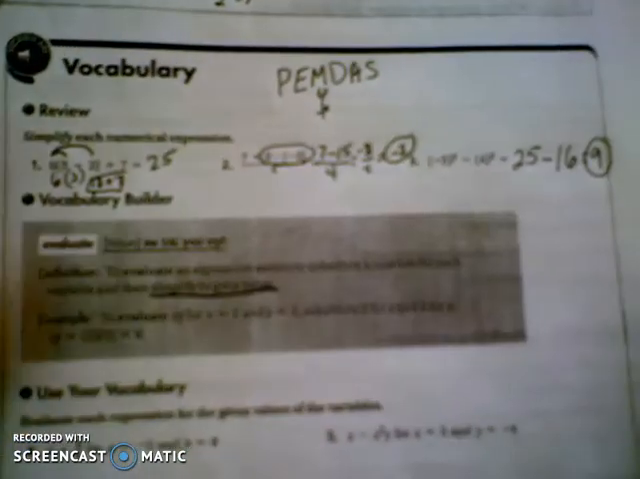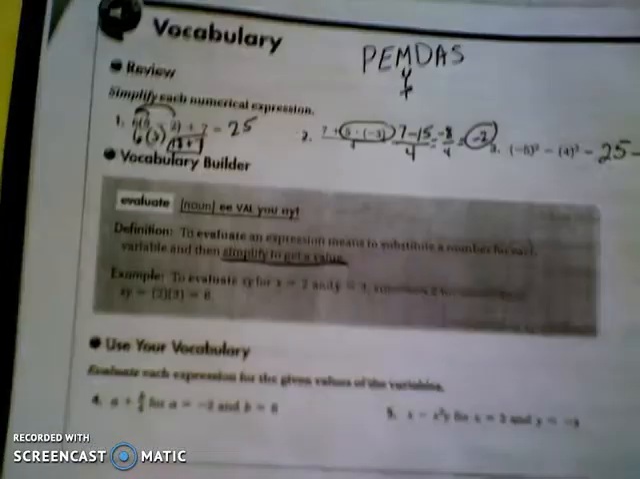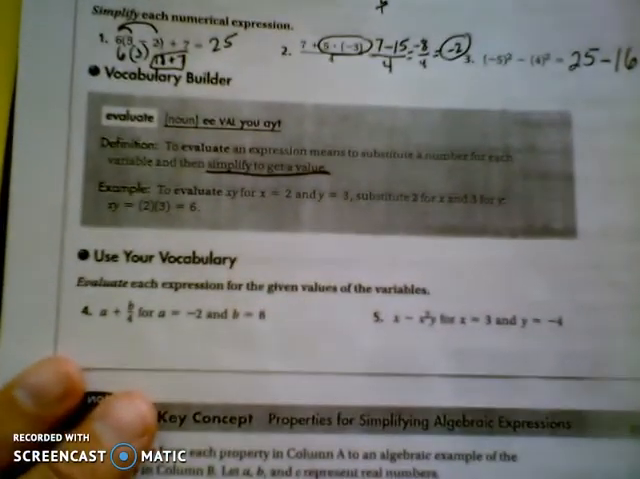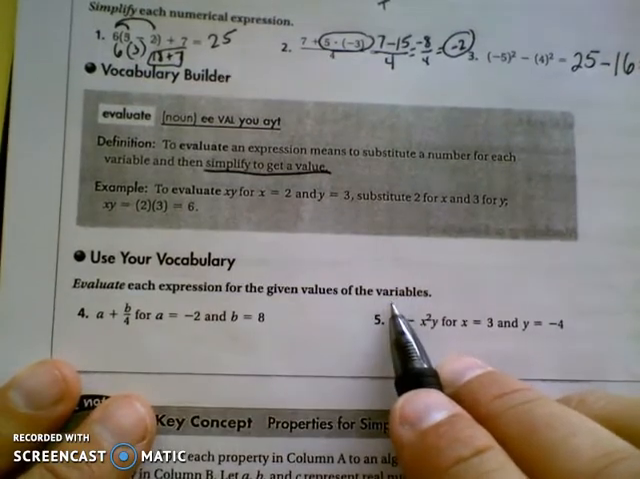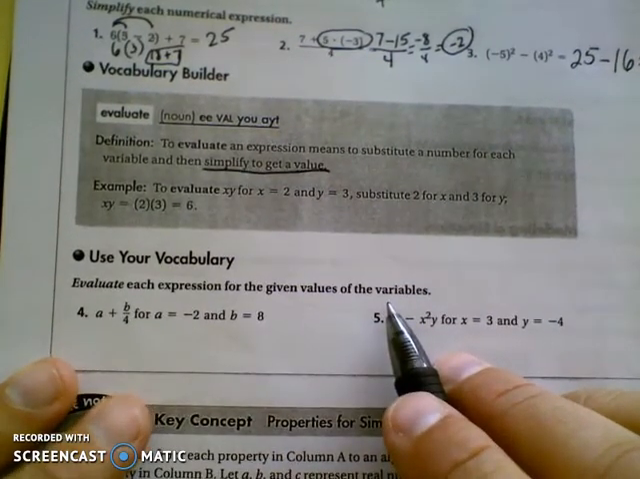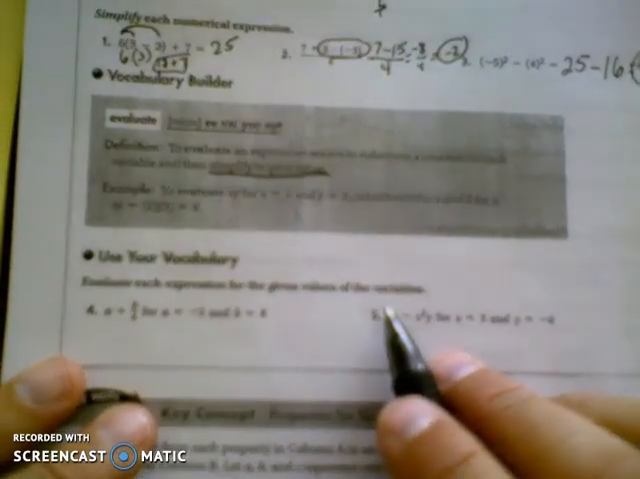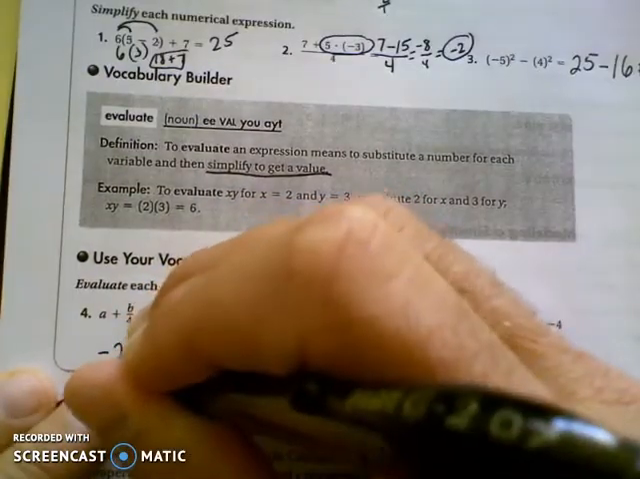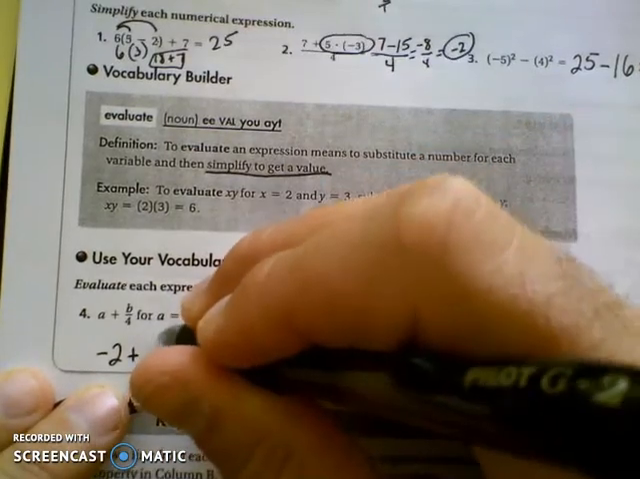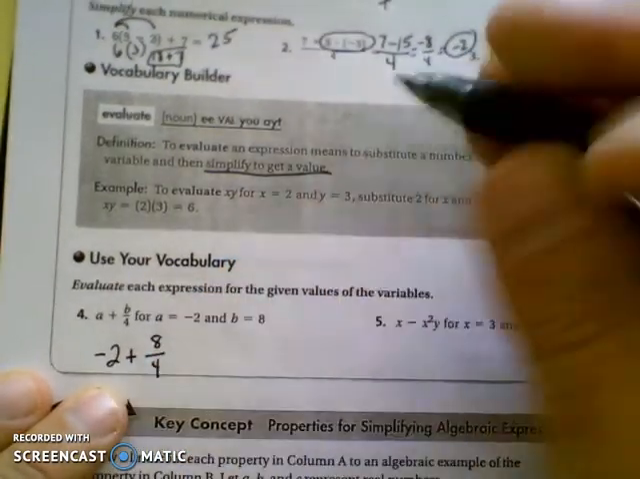So now you're going to use your vocabulary. Evaluate each expression for the given values of the variables. Right here. So a plus b divided by 4. So let's rewrite this. Instead of writing a, we write negative 2 plus b, which is 8, divided by 4.